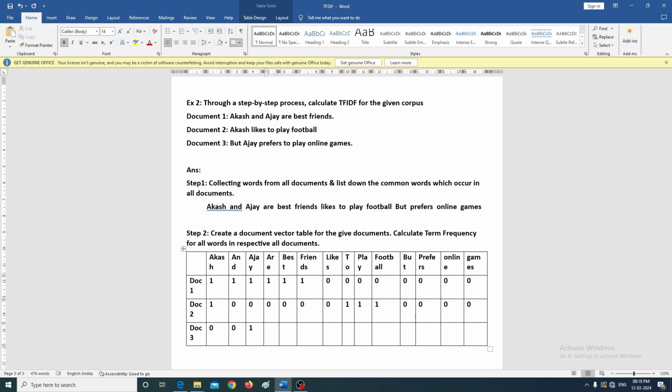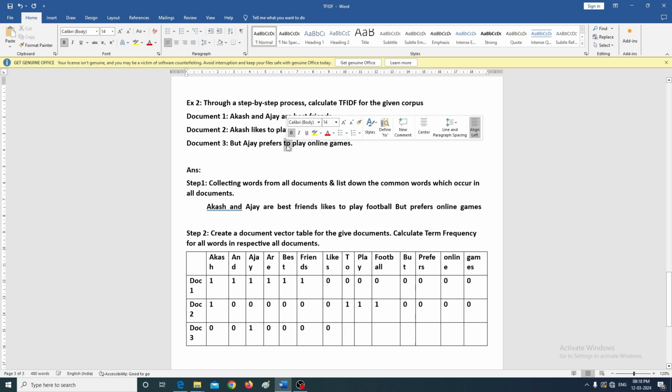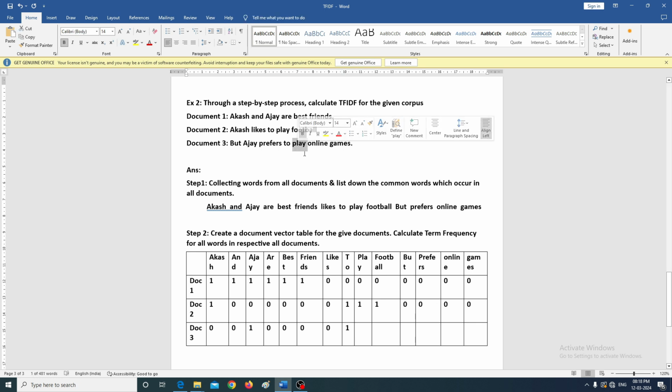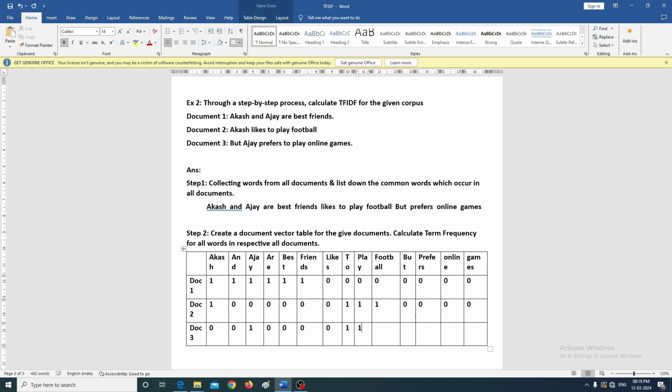R, we don't have that word in document 3, so it would be 0. Next, we don't have best, 0. Friends, 0. Likes, 0. 2, we have this word one time in document 3, so the term frequency would be 1. Next, play, we have one time, so the term frequency would be 1. And football, there is no football in document 3, so the term frequency of football would be 0.